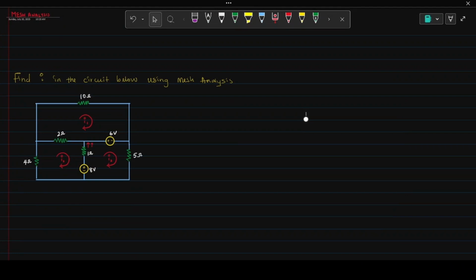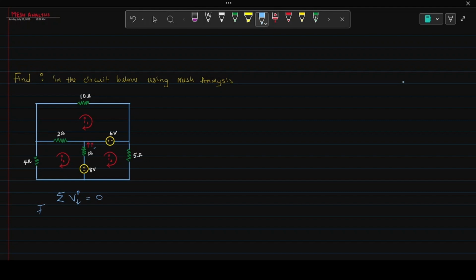So we're going to be solving this relatively simple question, which is to find the current I passing through this 1 ohm resistor using mesh analysis. The whole idea of mesh analysis is just to sum up the voltage rise and voltage drop across the circuit and equate it to zero.